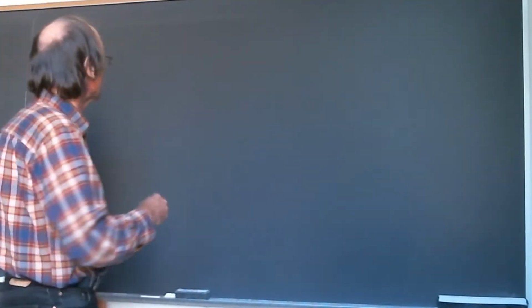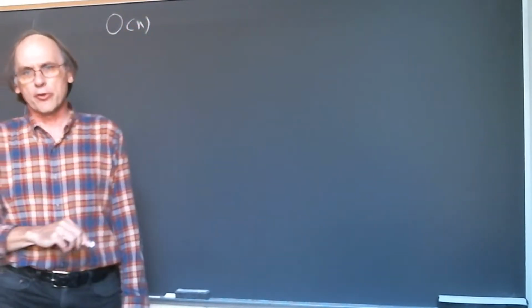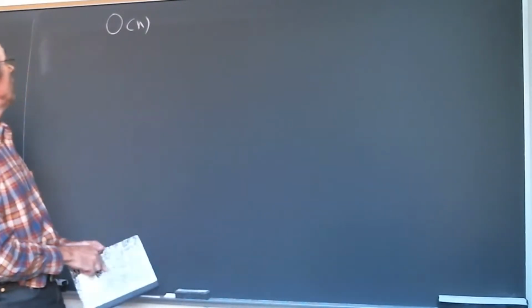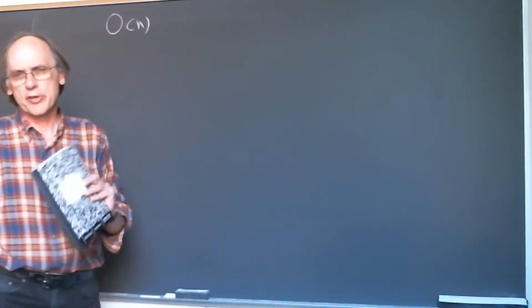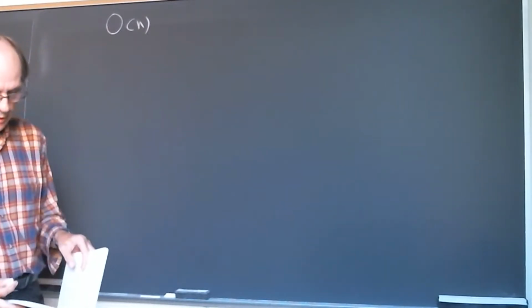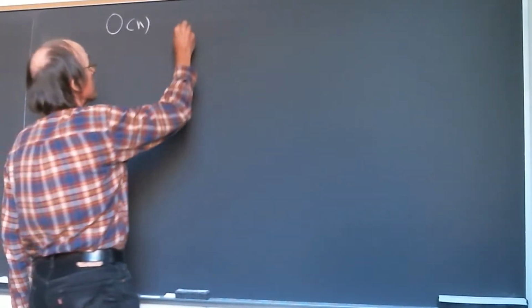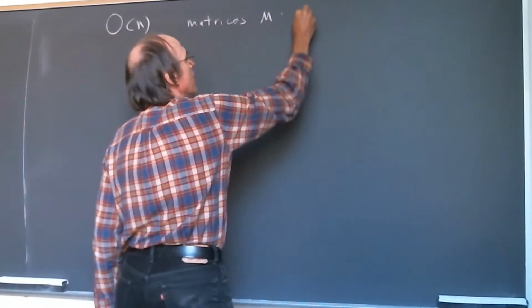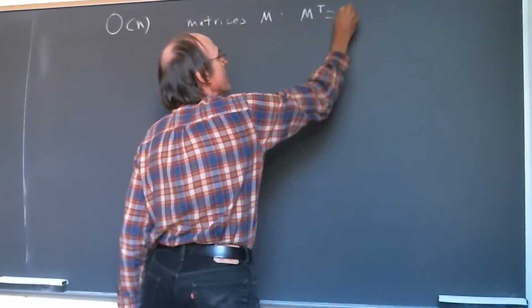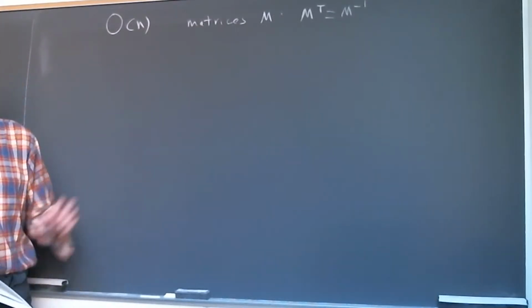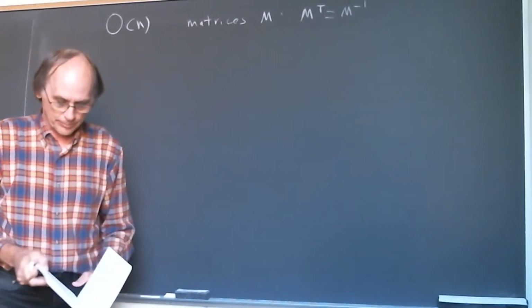So last time, from the linear algebra, was the definition of O(n), the orthogonal group in n dimensions. This is just the group of linear transformations that preserve a standard inner product. More concretely, you could show that this corresponds to matrices M such that the transpose of M is the inverse. That turns out to be the condition for preserving the inner product.